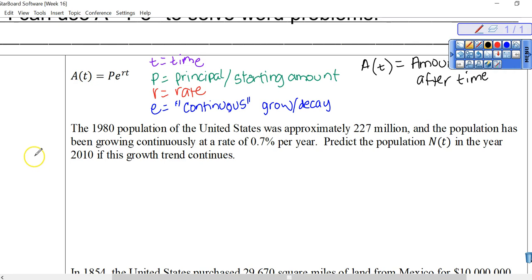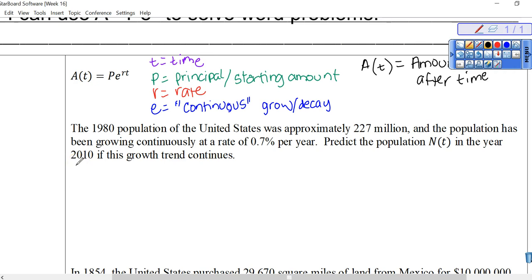In 1980, the population of the U.S. was approximately 227 million. And the population has been growing continuously at a rate of 0.7% per year. That's a very slow rate. Okay, less than 1% a year. Predict the population N of T in the year 2010 if this growth trend continues. And P.S. that tells you how old the textbook is that I pulled this problem out of. 2010 was 8 years ago. But anyways, that's okay. Still, same problem.